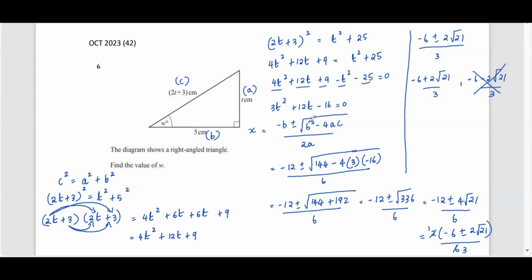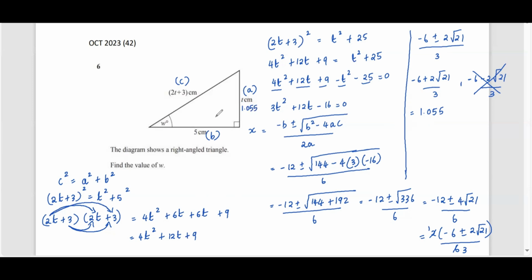We can ignore this value because this is a side length. Side length can never be negative. So let's see what the decimal value of this is. So minus 6 plus 2 root 21 divided by 3. When you put this in calculator and see the decimal expression here, that is 1.055. So we got the value for t. We got the value for t as 1.055. Now, the question was to find out w.